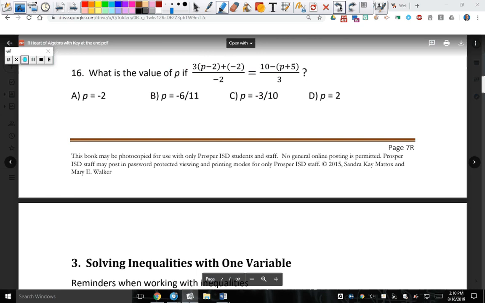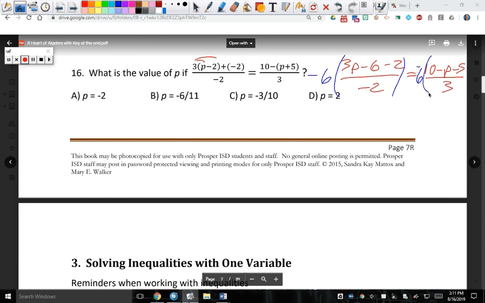Jackson, what would you do? Not what you just recommended. You would simplify and then cross multiply and divide? Just simplify first. Okay, so you'd make this 3p minus 6 minus 2, right? And this would be 10 minus p minus 5. And then you can multiply both sides by -6. Oh, there's what I was looking for. Perfect. Multiply both sides by -6, the least common denominator. You're getting rid of all denominators and making them a positive 1. Nicely done.